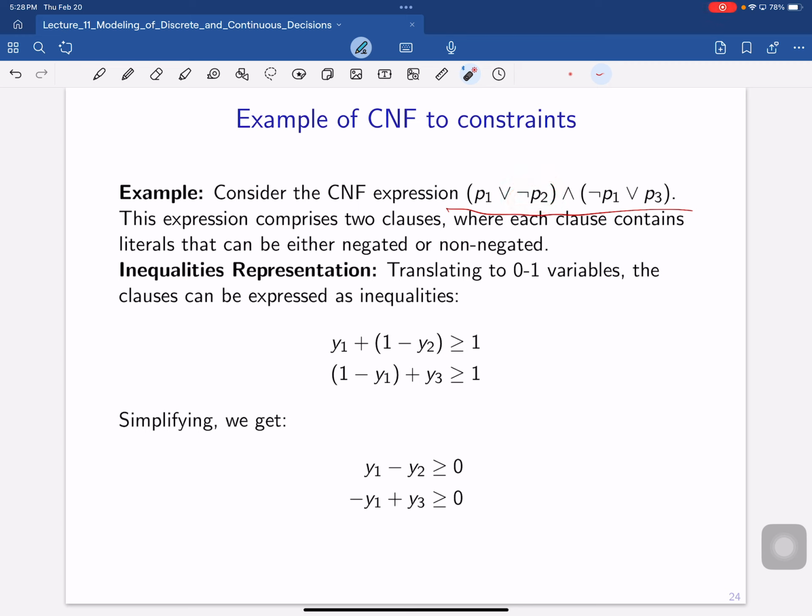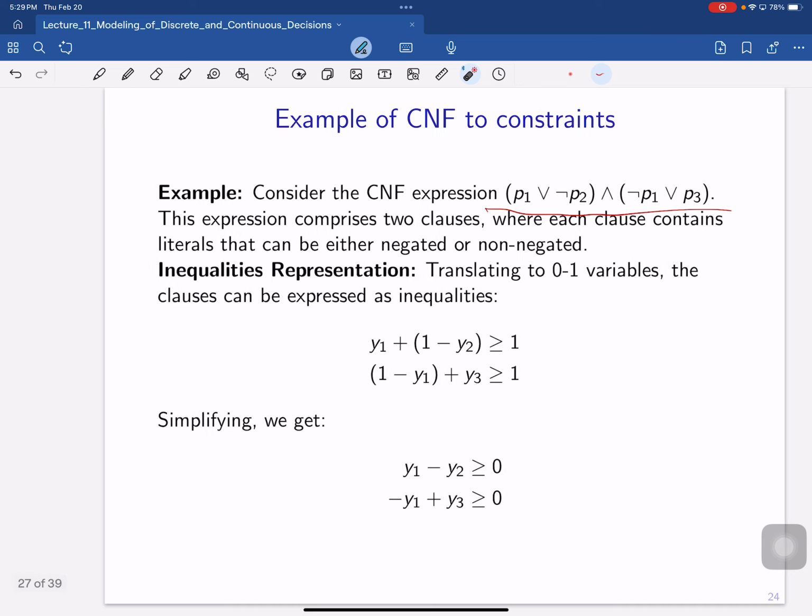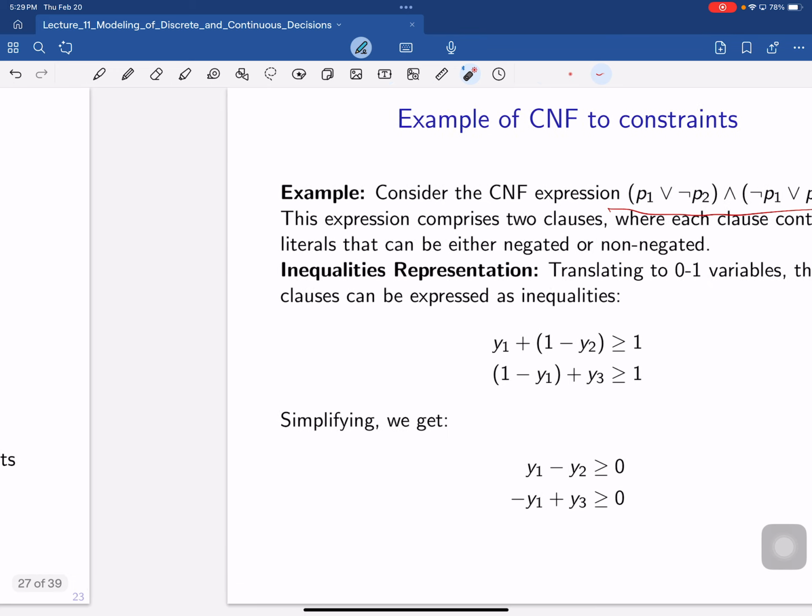And for the second term, it's similar. You have negation of P1, that means 1 minus y1 plus y3 has to be greater than or equal to 1 for the second disjunction to hold. And then these two equations have to hold respectively because you have the conjunction and here in order for them to hold. Yeah, and then you can simplify them into this easier represented form. Yeah, I don't have the general representation, but yeah.